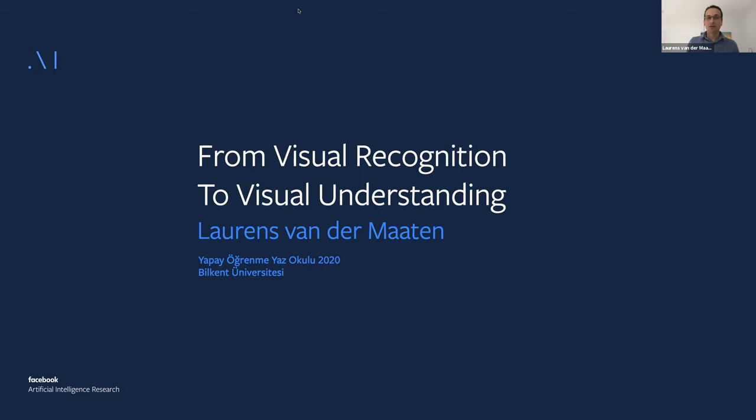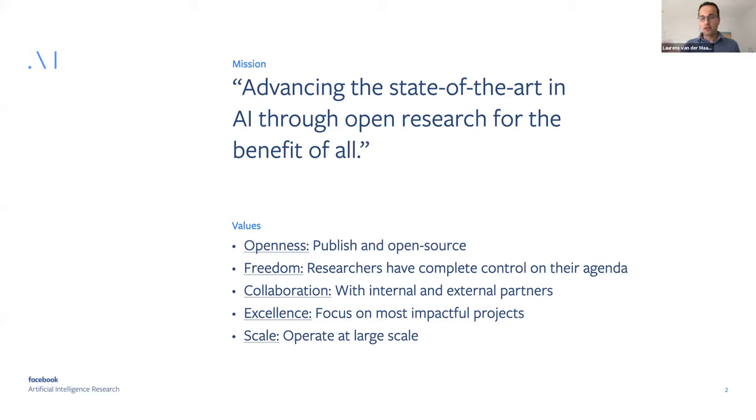So what I'll be doing today is I'll try and give a bit of an overview of some of the work that we're doing at Facebook AI Research, working from visual recognition to visual understanding. Before I do that, maybe I'll tell you a little bit about Facebook AI Research. We're a team of around 300 researchers spread across six or seven sites across the world.